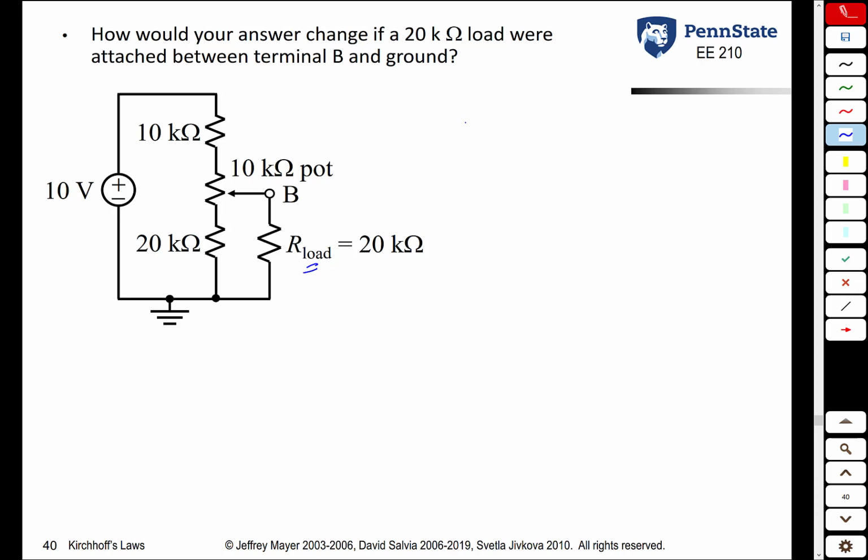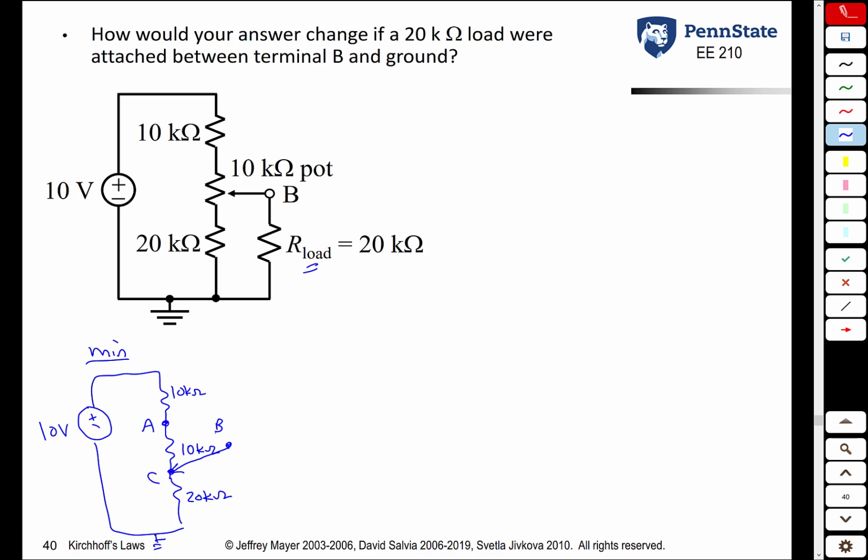So once again, let's look at the minimum case. In the minimum case, we have a 10 volt source. We still have our two external resistors and our pot, 10 kilo ohm or 10K pot, 20 kilo ohm. There's ground. Minimum situation is when B is there. There's point A, there's point C, there's B. But now we have an additional resistor here, 20 kilo ohm.